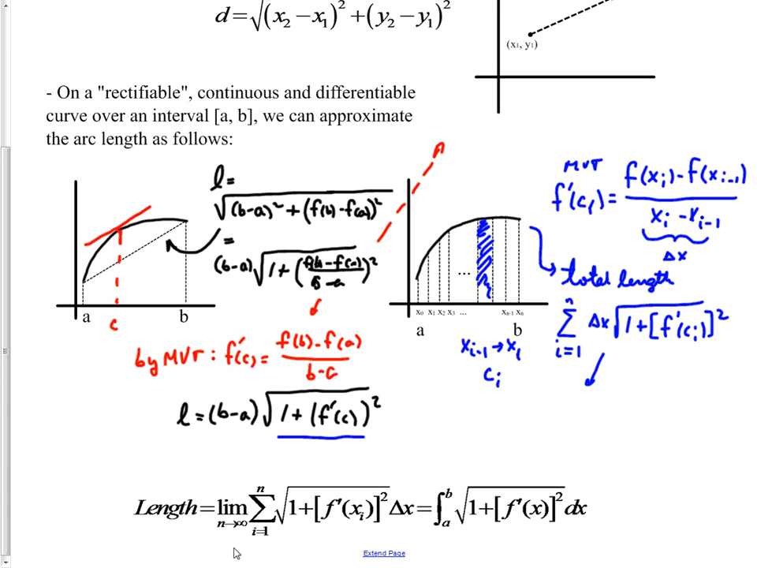And the integral goes like this. If we take the limit as n tends to infinity of the sum of delta x times the square root of 1 plus f prime of x sub i squared, same idea, as those intervals tend to get infinitely small, we get the integral from a to b of the square root of 1 plus the derivative f prime of x squared, dx. Well, there we go. There's our formula right there that we're going to need.